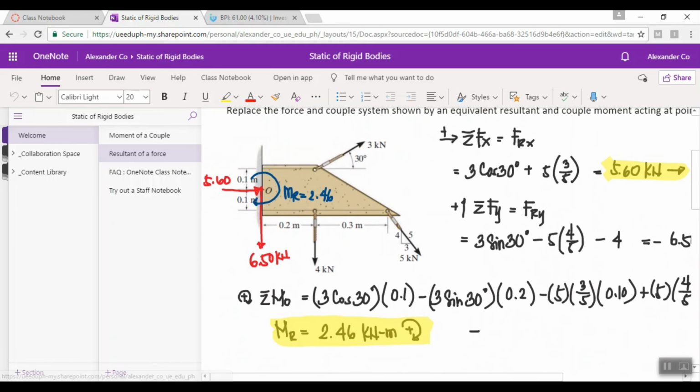So, open nyo yan. And yung BPI stocks is 61 pesos. Side note. Side track. Okay.